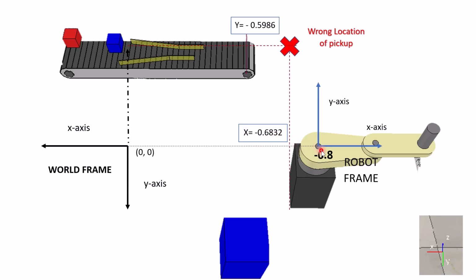The robot frame is at minus 0.8. So that gives us a difference of 0.1168. So this wrong pickup location is to the left of the robot, which is minus 0.1168.